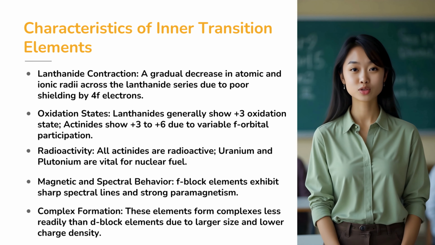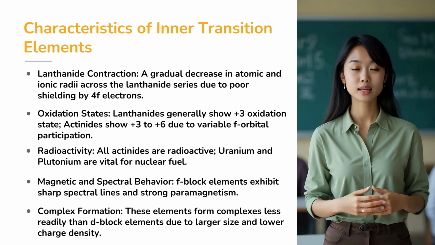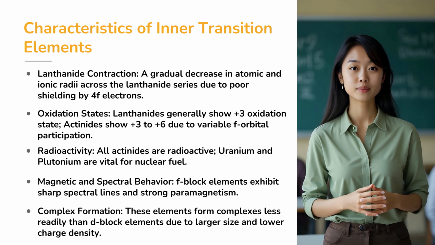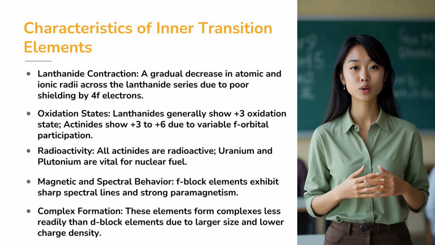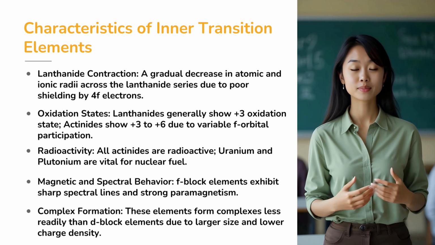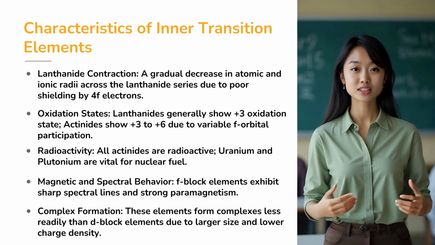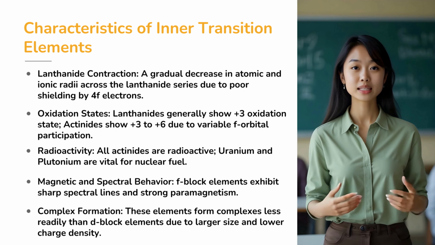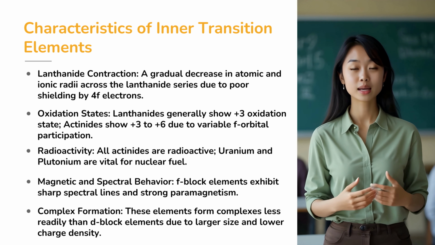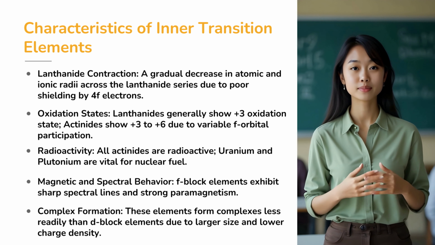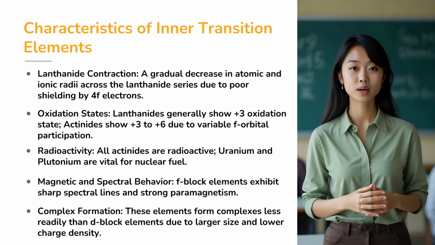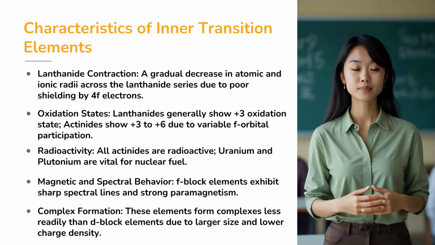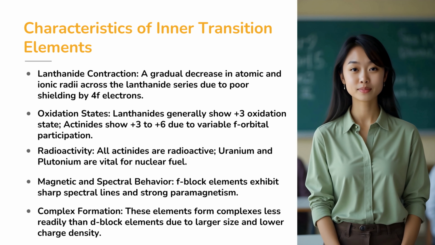Time to shift our focus to the inner transition elements. The lanthanides, from cerium to lutetium, are chemically quite similar. One hallmark trait is what we call lanthanide contraction, a gradual shrinkage in size across the series due to poor shielding by f electrons. This leads to remarkably stable compounds and influences the chemistry of post-lanthanide elements. Most lanthanides prefer the +3 oxidation state, though +2 and +4 states do appear, especially for cerium and europium.